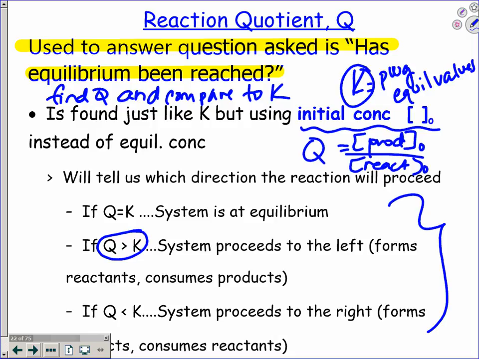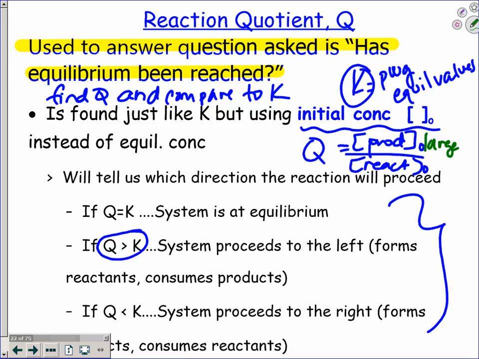What here is making Q large? Products or reactants? Products, because the products are in the numerator, and if they're large, they raise the number. So if there's a lot of products, that makes the Q value larger than the K value. That means you've got too many products. You've got to get rid of them. So which direction do you flow to get rid of products? To the left, to make more reactants, right?